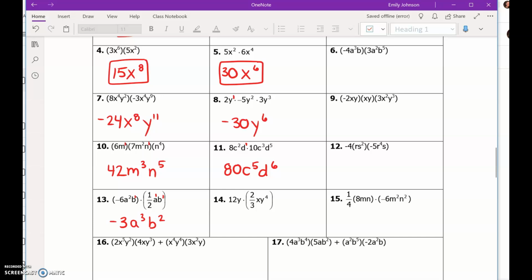All right, now, if you are struggling with fractions, the way to multiply these fractions, you actually will multiply 12 times 2 and then divide that all by 3. So 12 times 2 is 24, divided by 3 would give you 8 for the coefficient. There is only one x, so that will stay in the answer, and then you will add 1y with 4y, and you would get y to the fifth. Okay. So that concludes those two columns.